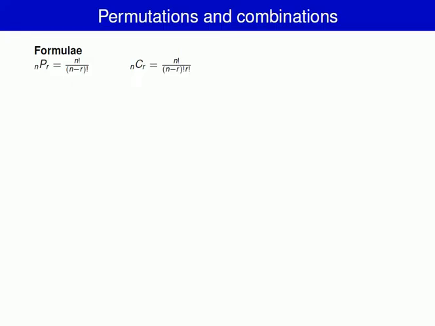Let's look at some examples of permutations and combinations. First, the formula for each of them. nPr stands for permutations, that is n factorial over n minus r factorial. Similarly, for nCr, it's n factorial over n minus r factorial times r factorial.